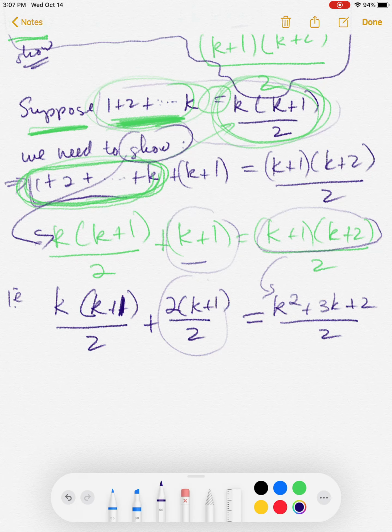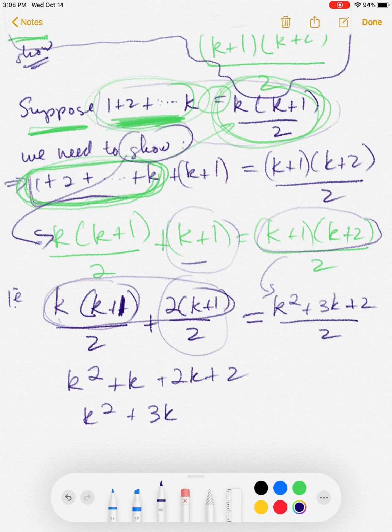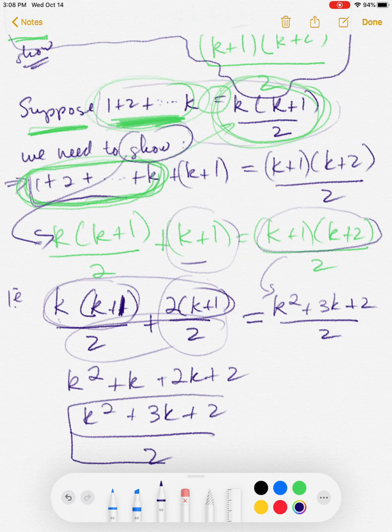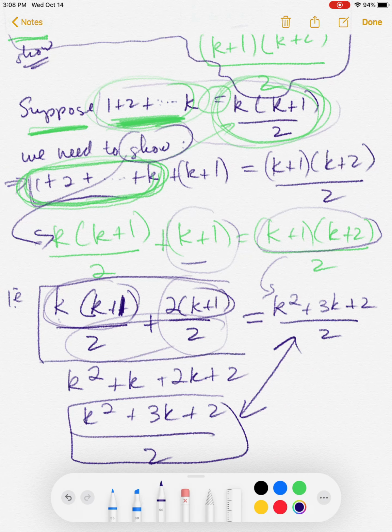Well, it kind of is obvious, right? Because what we have is, if we carry this out, we have k squared plus k plus 2k plus 2, right? That's what this is. And that's, in other words, k squared plus 3k plus 2 all over 2. That's exactly what we were hoping it was going to be. So by just carrying out the simple multiplication, we end up with that. And it worked. We're done.